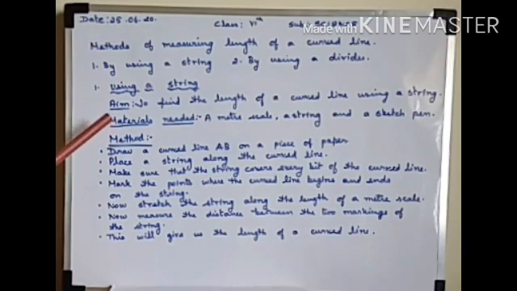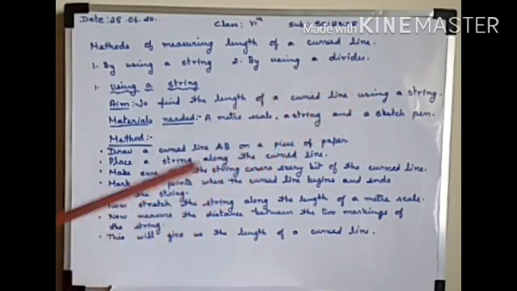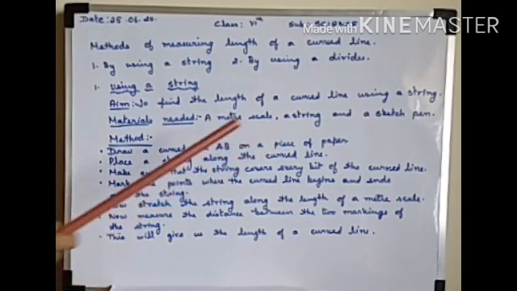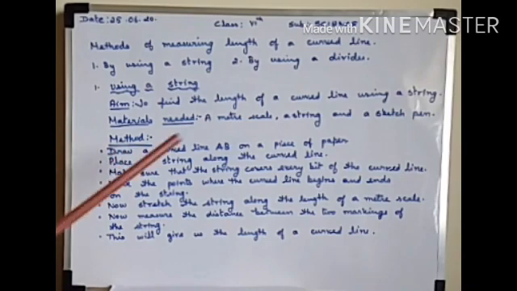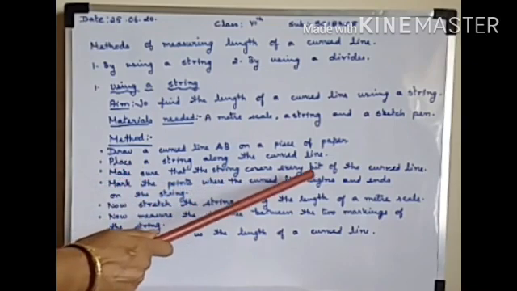The materials required to find out the length of a curved line are a meter scale, a string and a sketch pen. Now the method: draw a curved line AB on a piece of paper. We have to take a piece of paper, draw a curved line and mark it as AB. Now place a string along the curved line. All along the curved line we have to keep the string and measure the length of the curved line. Make sure that the string covers every bit of the curved line.